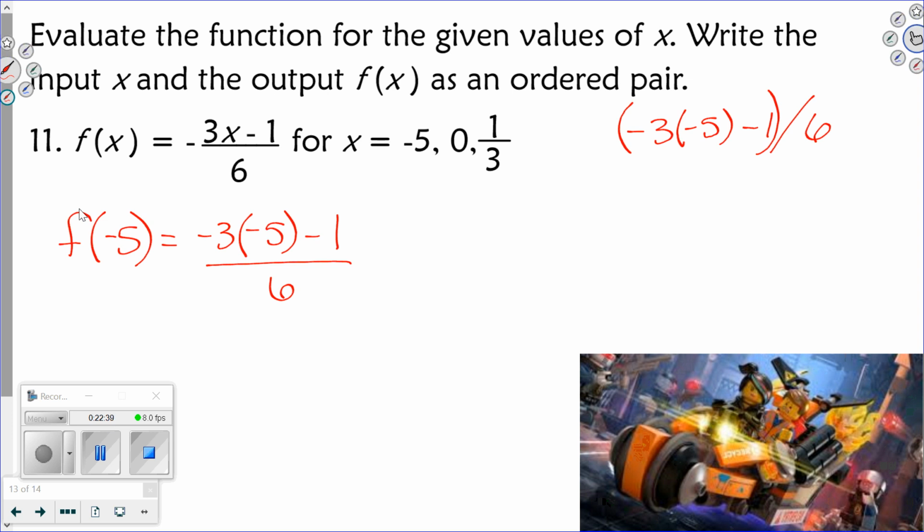If you're using the graphing calculator, remember green button, y equals, bring in your fraction, it does it top and bottom, so you can just type it straight in and it's fine. Or my own personal preference, I just do it one step at a time, which is what he just asked me about. Negative 3 times negative 5 is 15. 15 minus 1 is 14. So I cleaned up my top first, so I have 14 over 6. Both of those numbers can be divided by 2, so simplified is 7 over 3. As an ordered pair, I put in a negative 5, and I got out a 7/3.